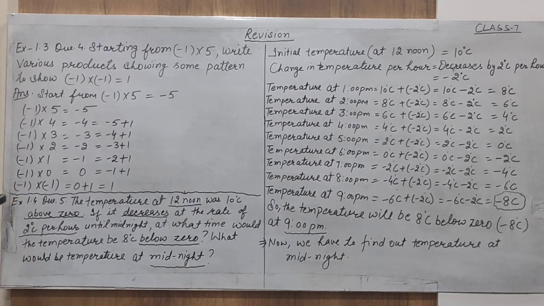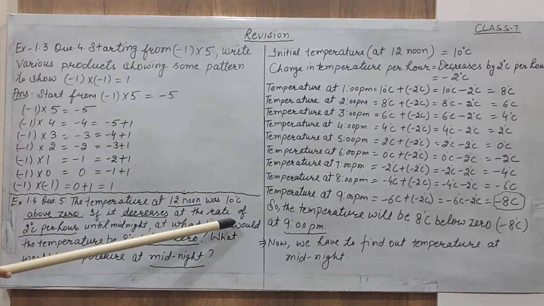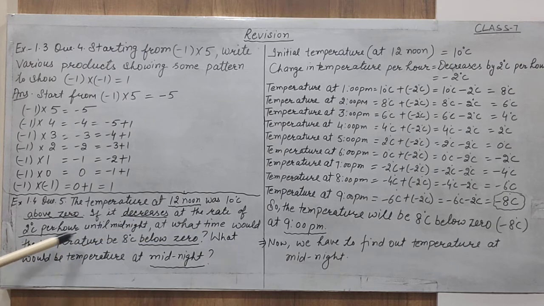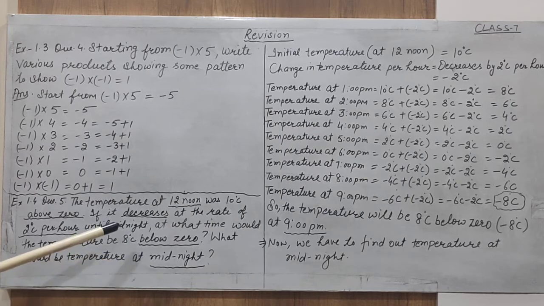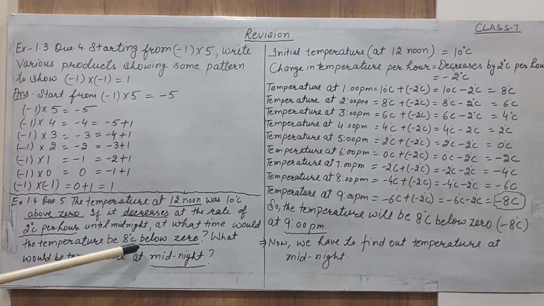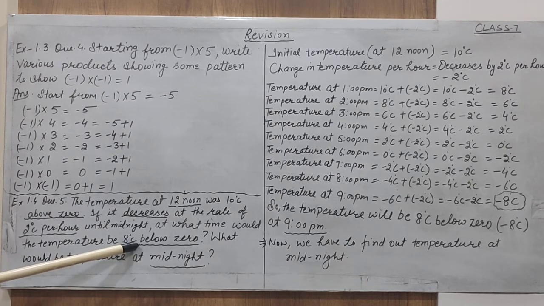So understand the question one by one. In this question, it has two parts. One part is, at what time would the temperature be 8 degrees below 0? So, we have to find out the time when the temperature is 8 degree below 0. First of all, 8 degree below 0 means minus 8 degree Celsius. As I told you in integers, understand the terms. Below means negative integer is used. Above means positive integer is used.